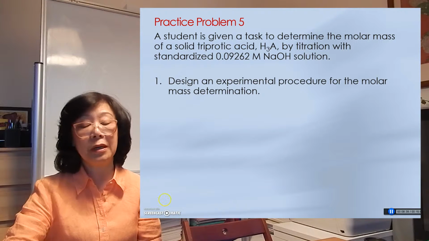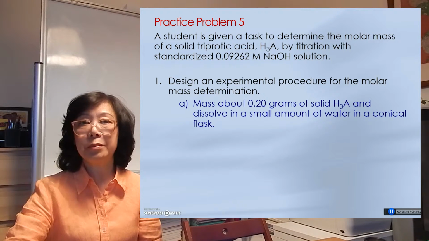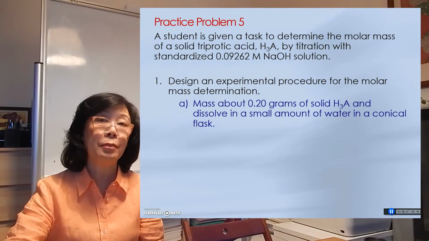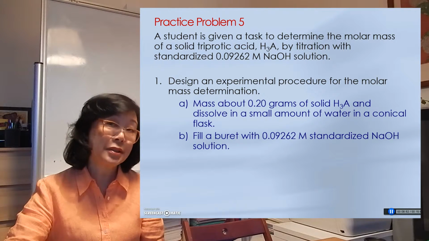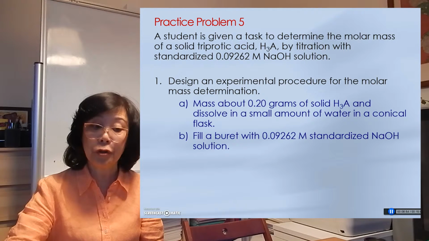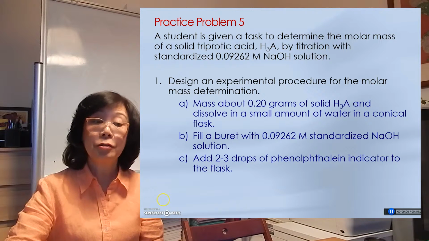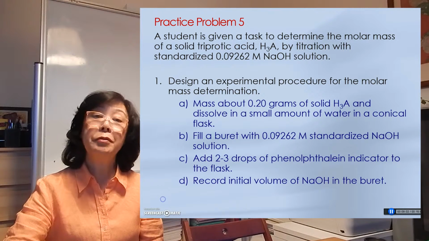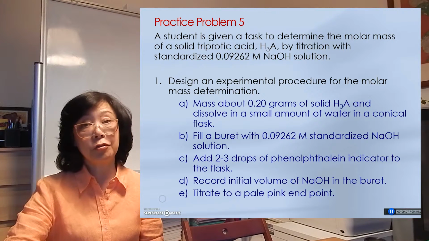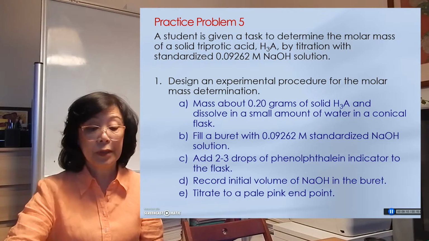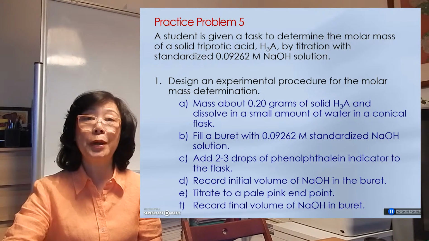Now, knowing this triprotic acid is a solid, first we would weigh out about 0.2 grams of this unknown solid and dissolve it in a small amount of water in a conical flask. Now we fill the burette with our standardized sodium hydroxide solution of known molarity and add a couple drops of the indicator phenolphthalein to the conical flask. Now we record the initial volume of sodium hydroxide in the burette, and we titrate to a pale pink endpoint, and then record the final volume of the titrant sodium hydroxide in the burette.